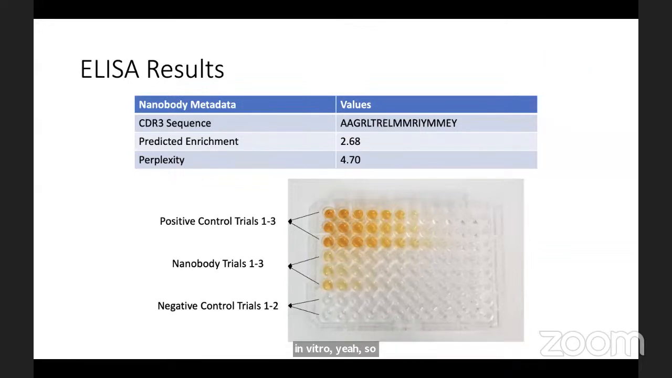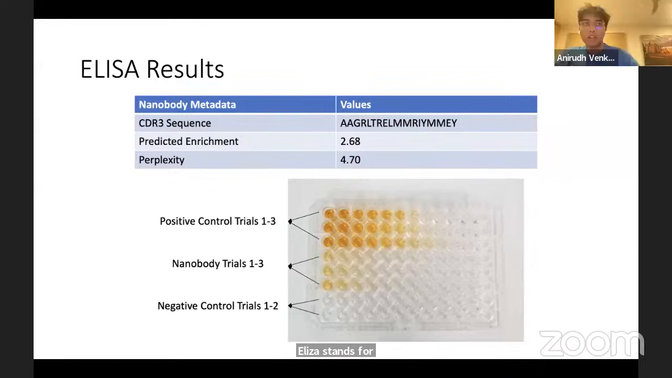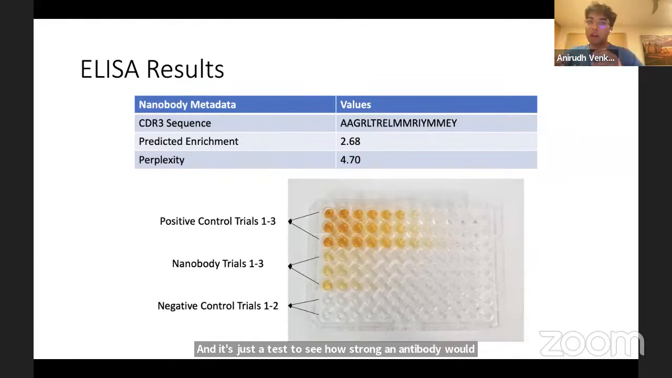ELISA stands for enzyme-linked immunosorbent assay. It's a test to see how strongly an antibody would bind to its antigen. And the stronger it binds, the more fluorescent, or the stronger the color is. And the less it binds, the less the color is. But the color in general indicates that it is binding to the target. So it was nice to see that the CDR3 region that I generated and grafted into the nanobody framework was actually able to produce an antibody that is able to bind to the target.